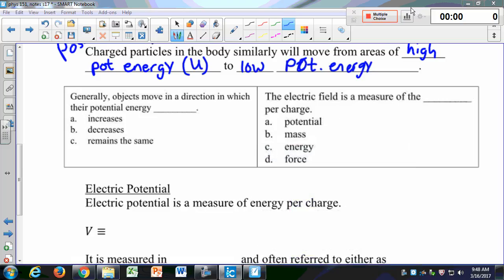The electric field is a measure of what per charge? Is it potential per charge, mass per charge, energy per charge, or force per charge? All right, let's stop at 27.